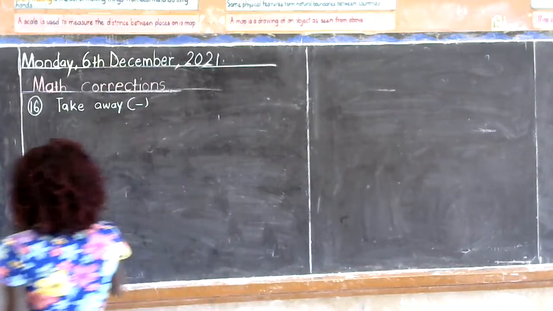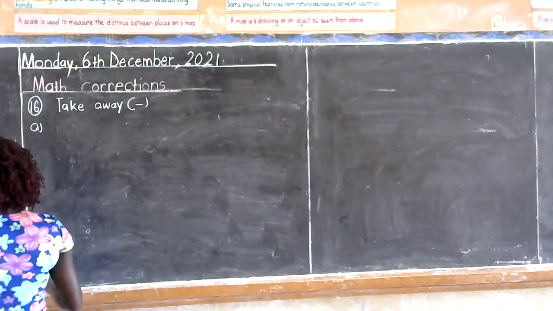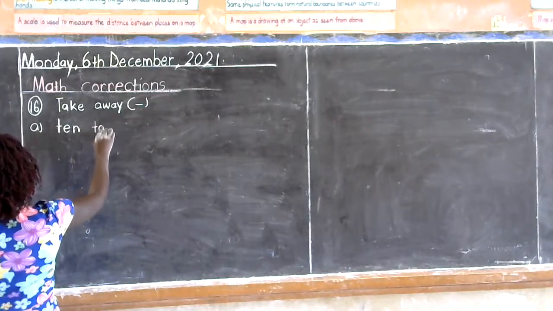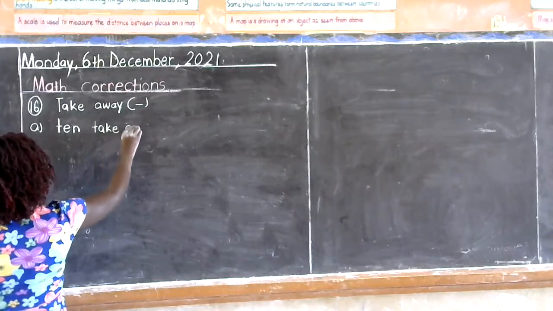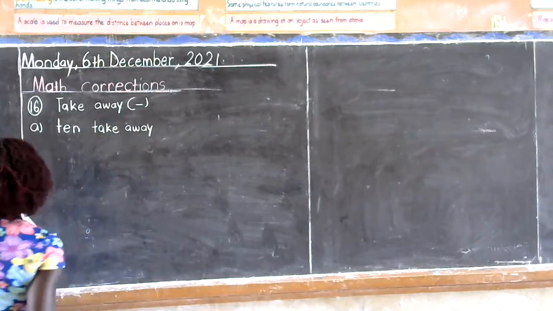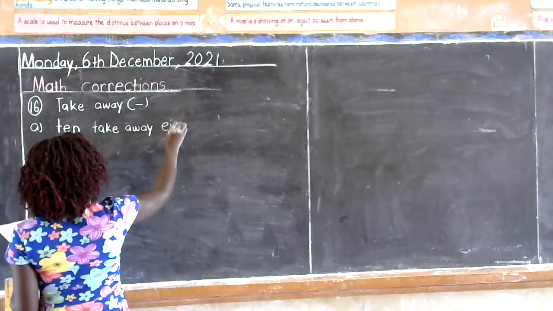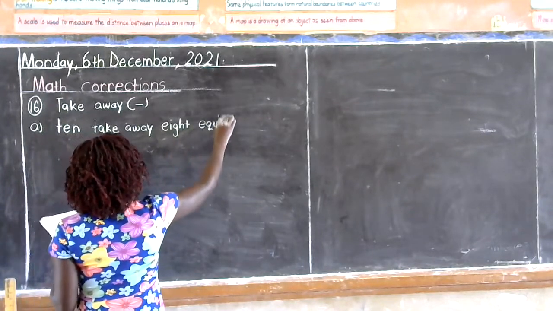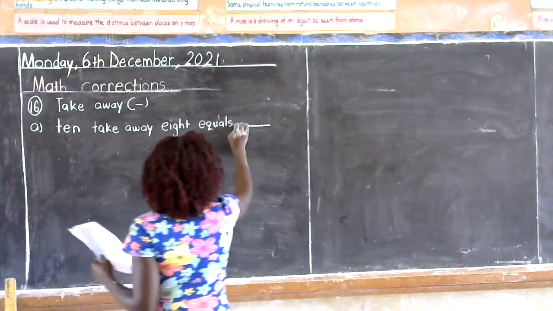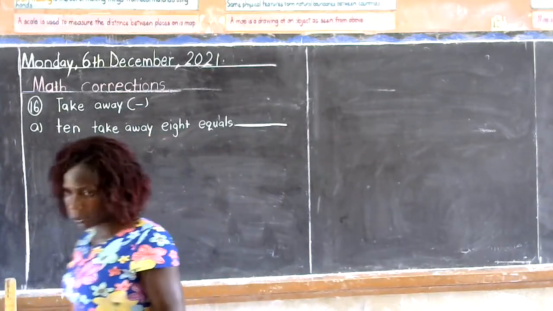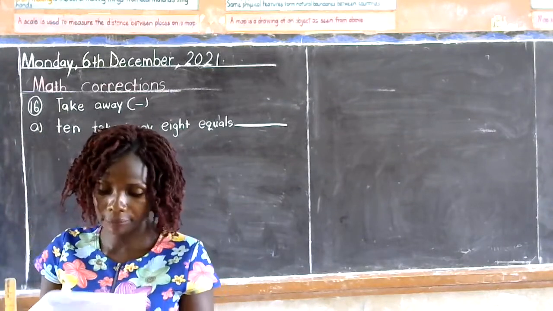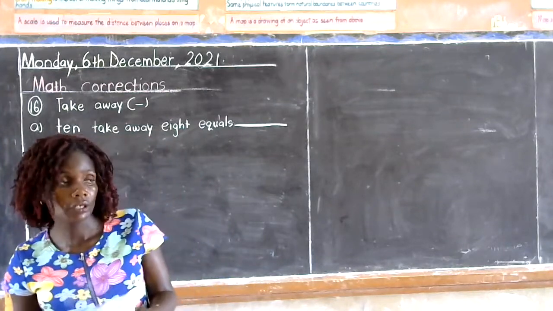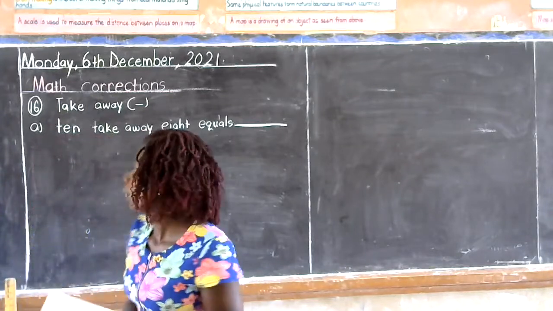Okay? Yes, we had 10 take away 8 equals. How are we supposed to show the working? Some of you failed this question. You are not showing the working. How do we show the working?